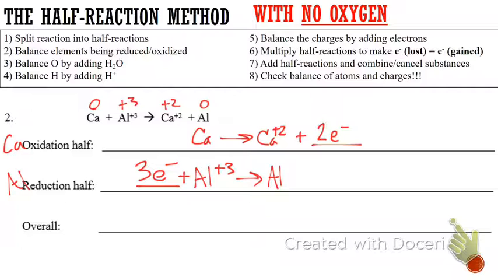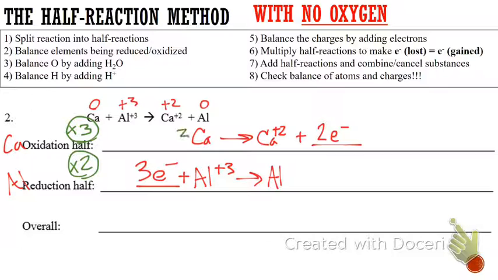So we've added our electrons, and now step 6 says to multiply our half reactions to make sure that our electrons are equal. And they're not equal. So I can't turn 2 into 3 or 3 into 2, but the number that they do both agree on is 6. So in order to get 6 electrons in this first reaction, I'm going to have to multiply the electrons and everything else by 3. And in the second reaction, I'm going to have to multiply the electrons and everything else by 2.